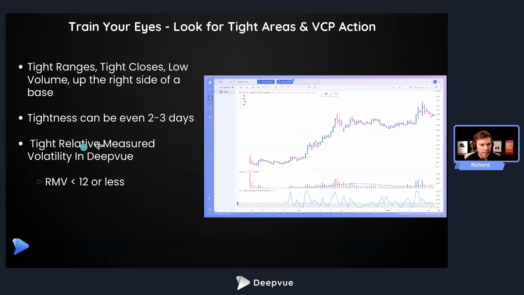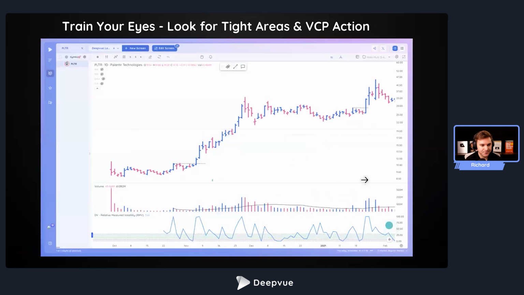And what I look for is tight RMV, less than 12, less than 5 is best, 0 is even better. And often RMV will go to 0 right before a stock breaks out from a base, as we'll see in many different examples that I share today.